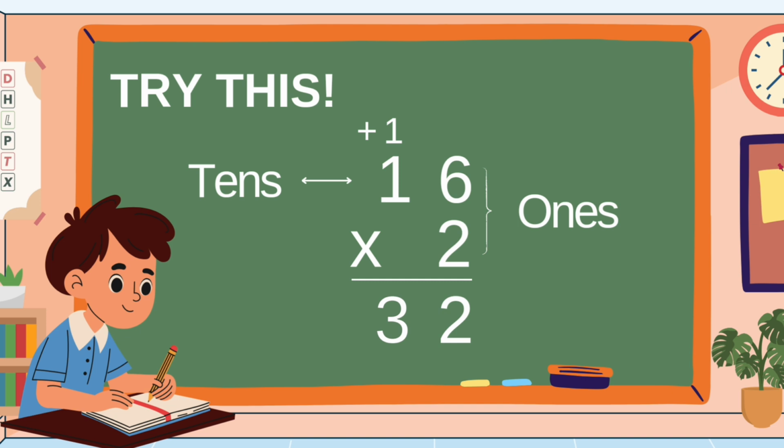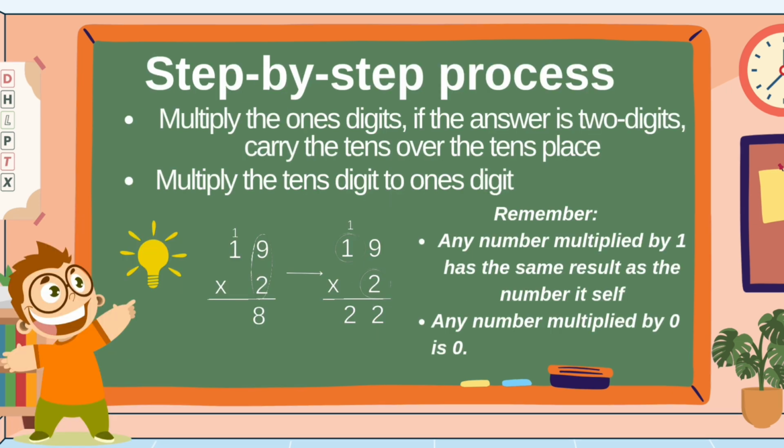Good job, children! Now let's have a recap on how to multiply two digits by one digit. First, multiply the ones digits. If the answer is 2 digits, carry the tens over the tens place. Second, multiply the tens digit to ones digit. Remember, any number multiplied by 1 has the same result as the number itself. And any number multiplied by 0 is 0. I know this is a bit challenging, but practice will make you a master of math.